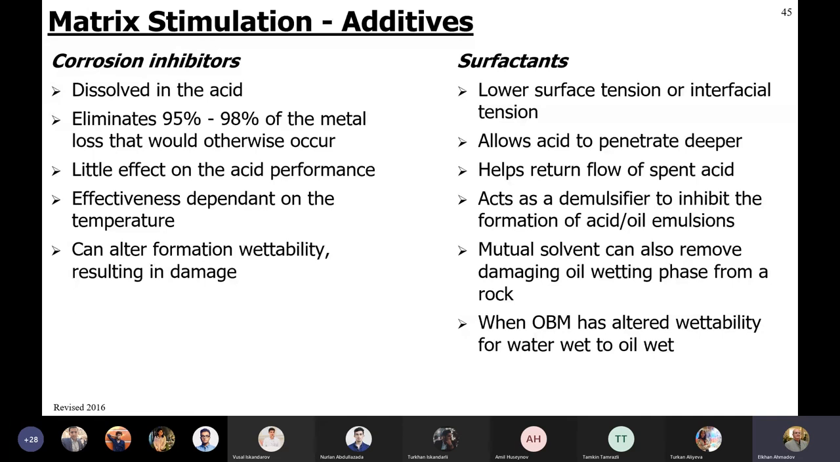Surfactants, these are low surface tension or interfacial tension material, which again reduces the surface tension, which means in that case it allows the acid to penetrate deeper because of reduced surface tension, and helps also to return flow of spent acid because, again, for the same reason, it keeps the acid flowing. May act as a demulsifier to inhibit the formation of emulsions. Solvent can also remove damaging oil wetting film from a rock when the oil-based mud has altered wettability from water wet to oil wet.